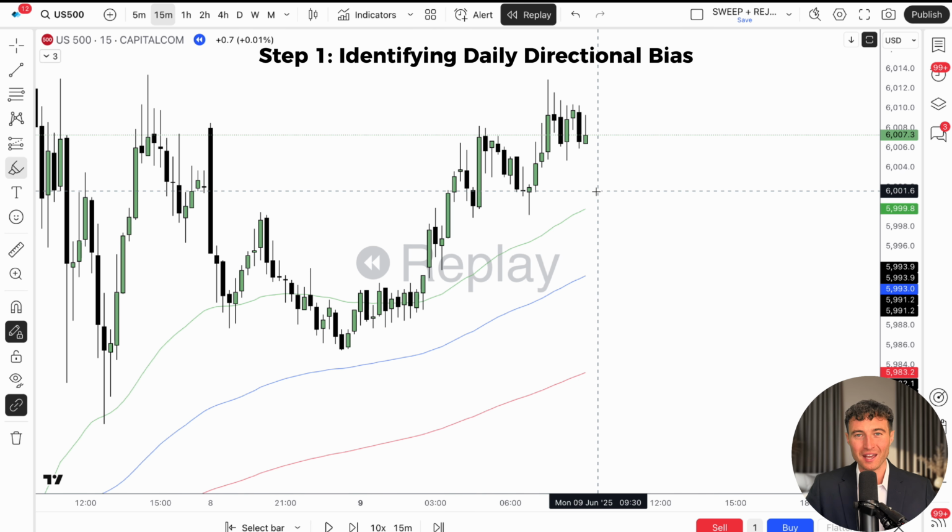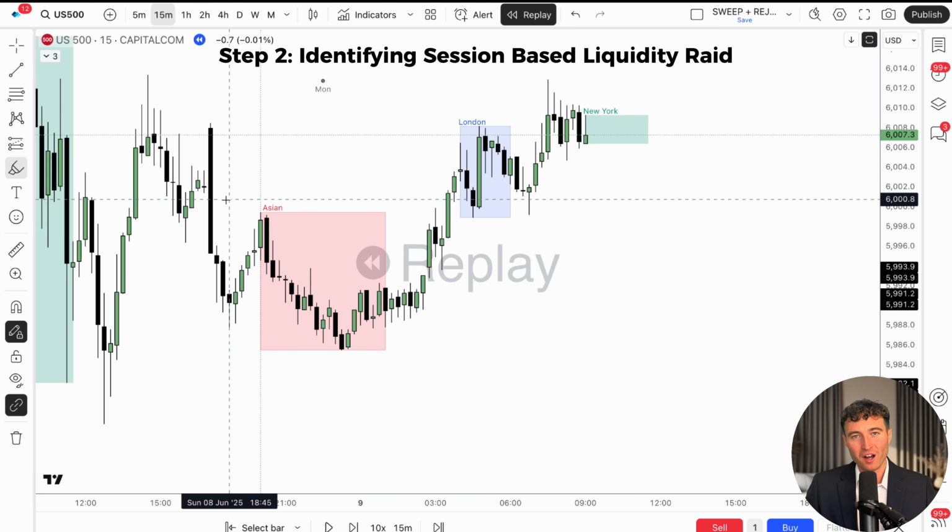Step 1 was amazing, but if you don't understand step number 2, there is no way that you will ever become profitable. And step 2 is identifying a session-based liquidity raid.